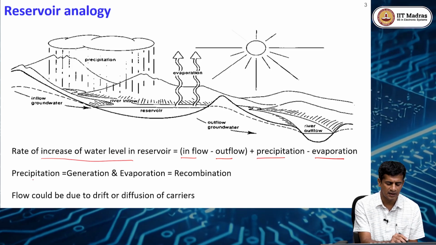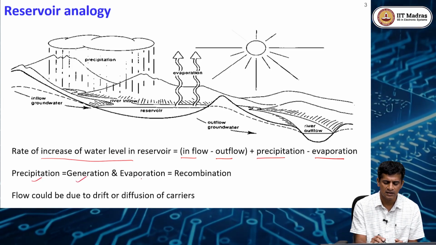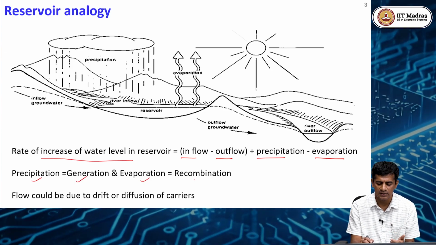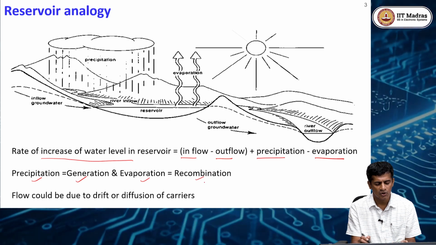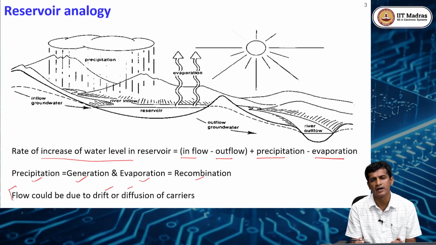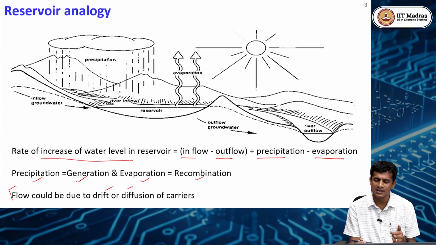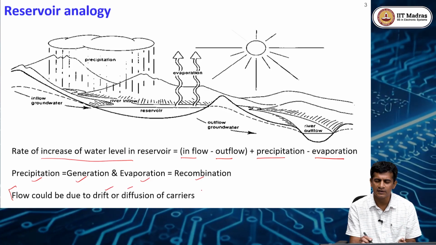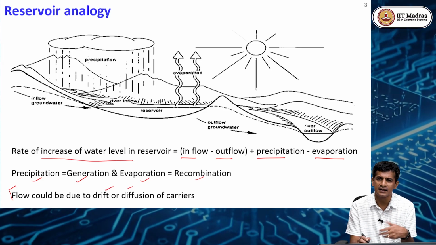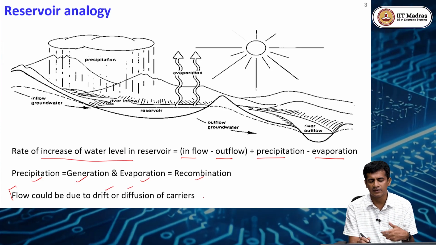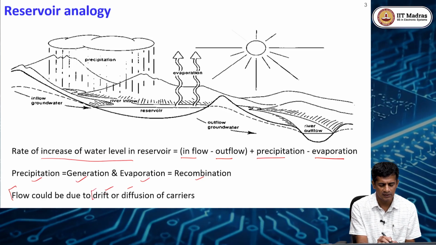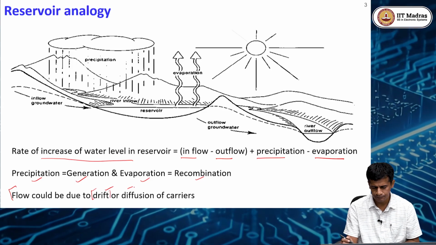Instead of precipitation, we talk about generation. Evaporation means loss of water; here, the loss is by recombination. In the case of semiconductors, the flow could be due to drift or diffusion of carriers. There could be a third transport mechanism, which we visited briefly, known as tunneling. We will see later when we incorporate tunneling as a transport mechanism. For now, let us think about drift and diffusion only.